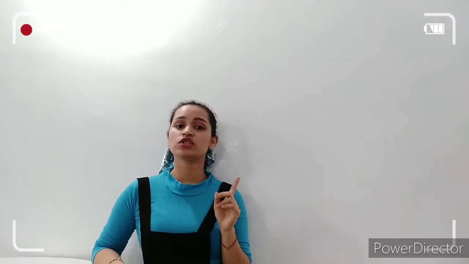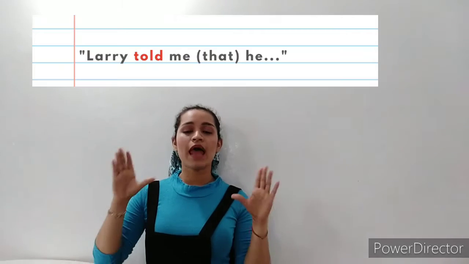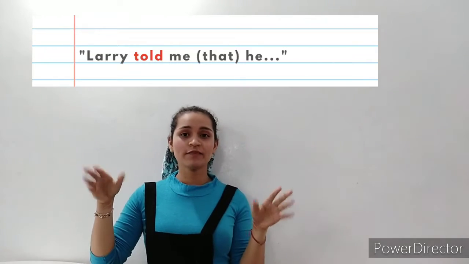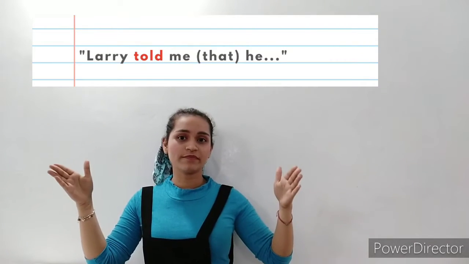What is a reported speech? It's when one person says something. For example, let's imagine that my best friend Larry told me a secret, and that secret I want to tell my brothers. So I will have to say, Larry told me the secret of Larry. That is a reported speech.